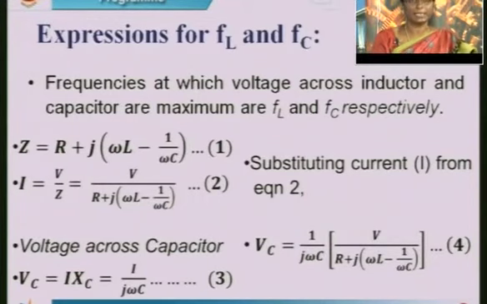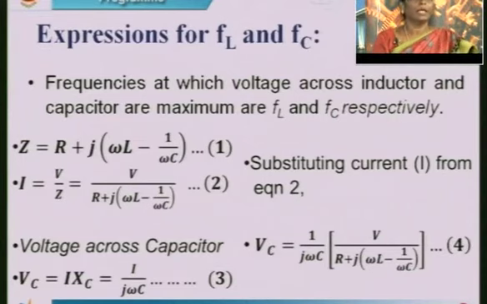Using the equation for current and the relation between the reactance and the current, we are going to find the voltage across the capacitor and also the frequency at which the voltage will be maximum. So, we will start with the voltage across the capacitor. Remember, we are going to find the frequencies at which the voltage across the inductor and capacitor are maximum, that is FL and FC.